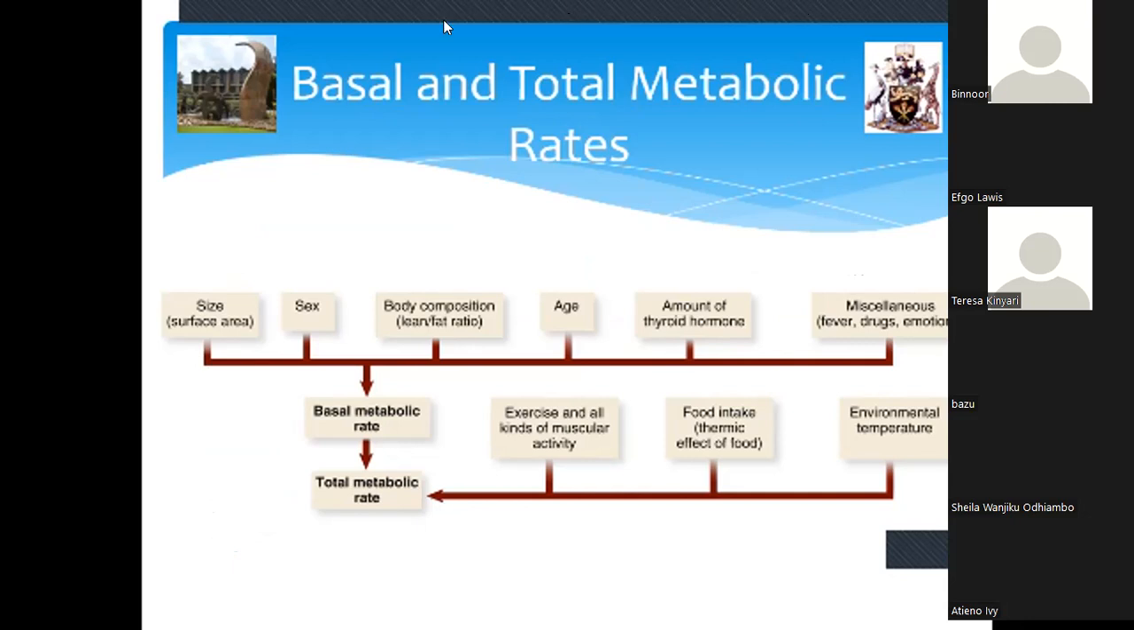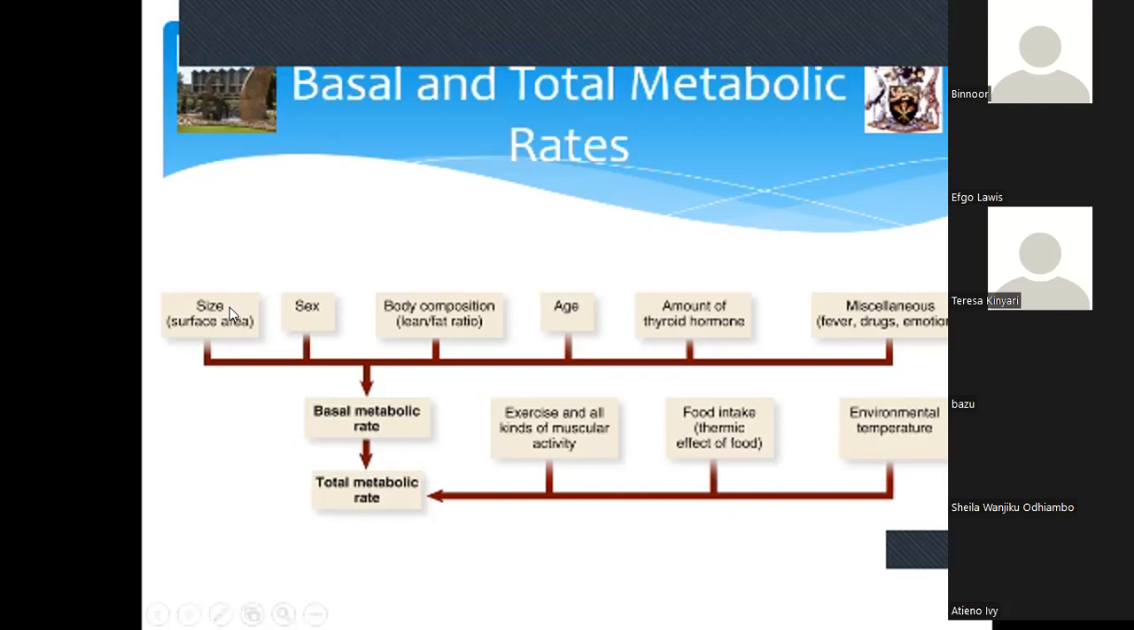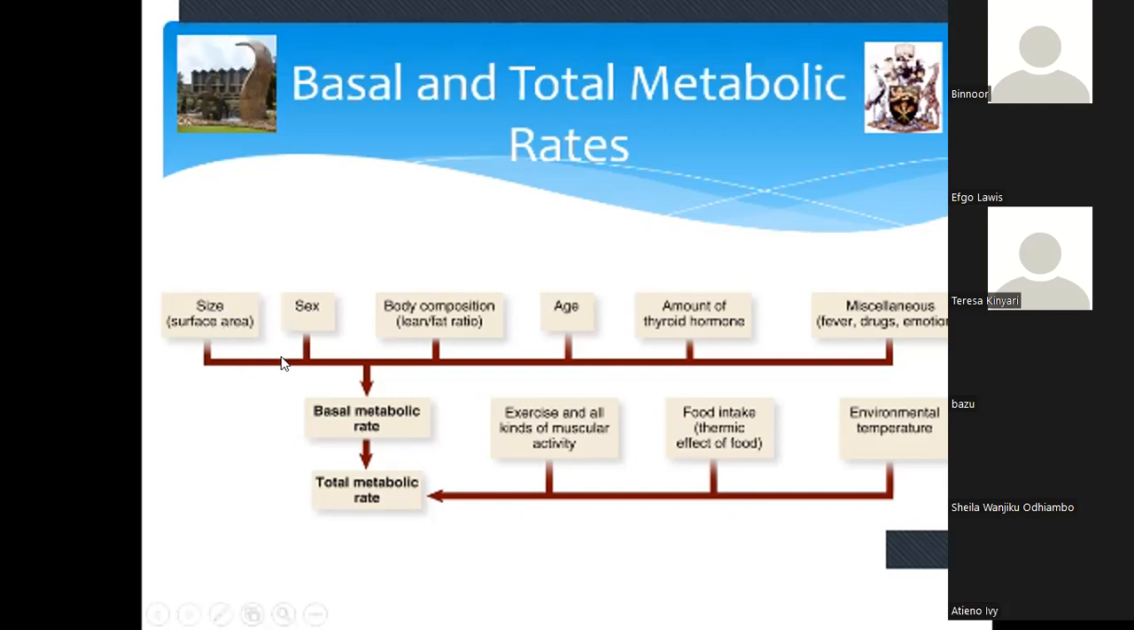And you can see the basal metabolic rate depends on the size of the individual, the surface area. So we have children having a higher metabolic rate than adults because of their size. Gender, we have men having a higher metabolic rate than women. Body composition, which is the lean to fat ratio. Age, the amount of thyroxine hormone, and other factors such as fever, drugs, and emotions. All those will contribute to the basal metabolic rate.